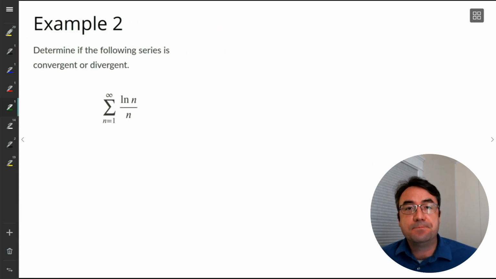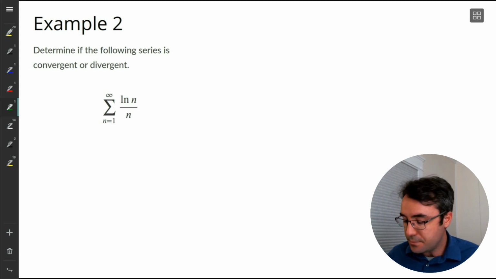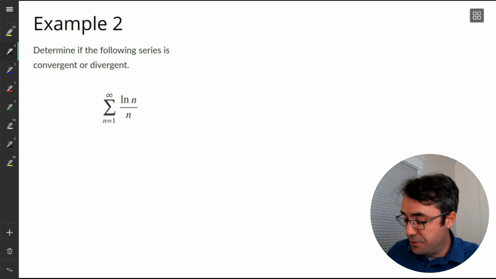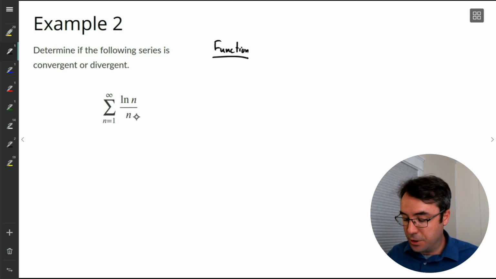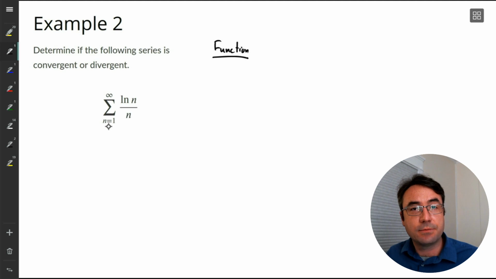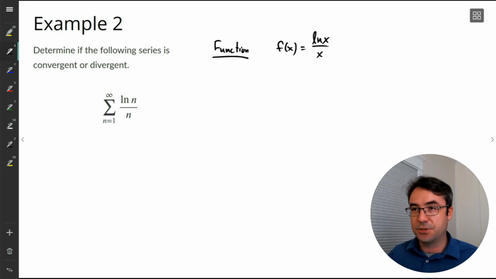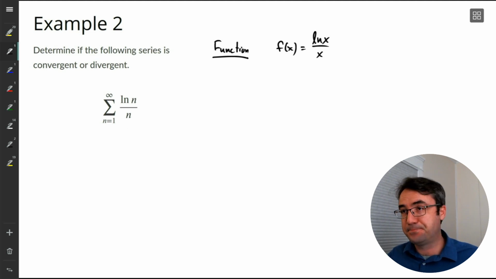Let's try example 2. Another integral test here. And first, let's decide on the function we're going to use. It's the first step. So what is our function? Look at our general term here. We just replace all the n's with x's. So we're going to use natural log x divided by x. Again, just replacing all of our n variables with x's.